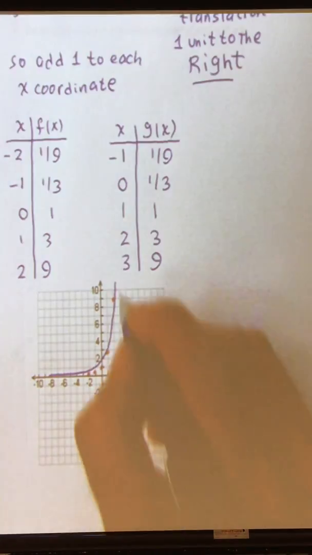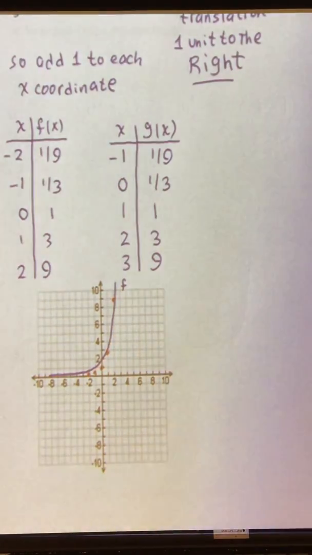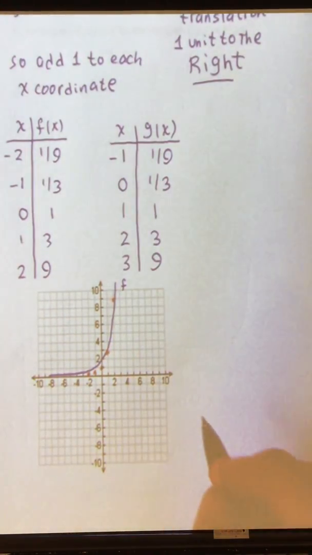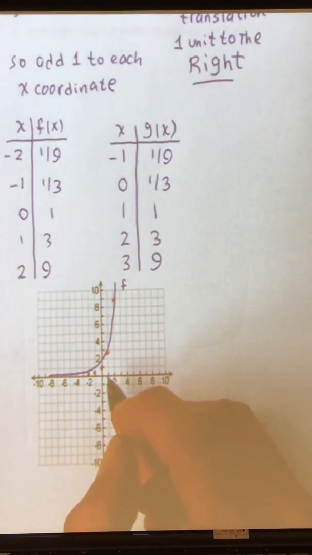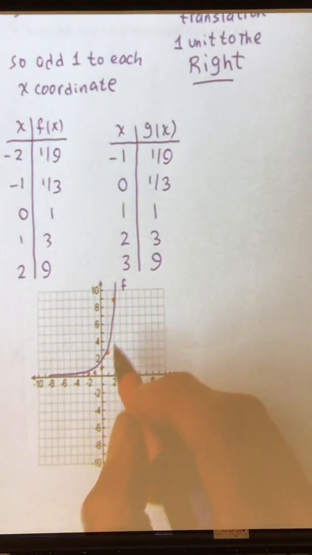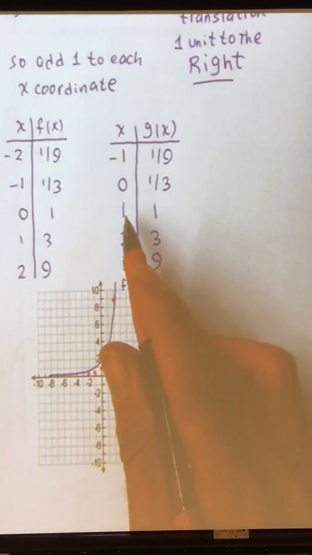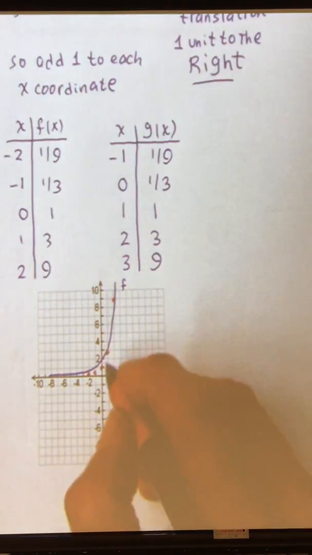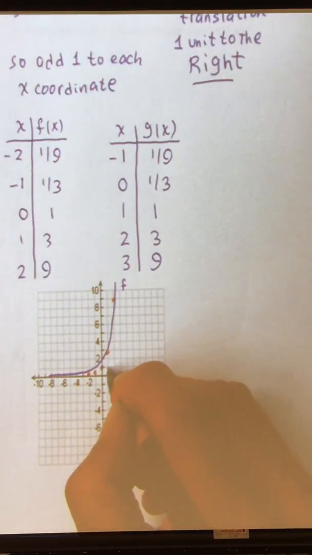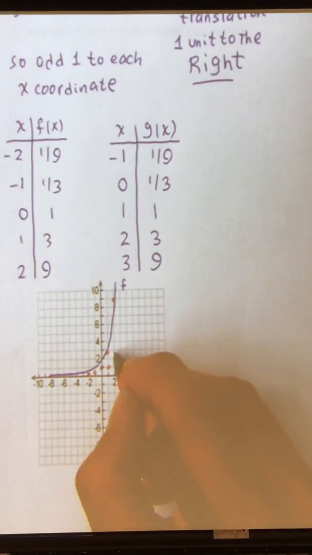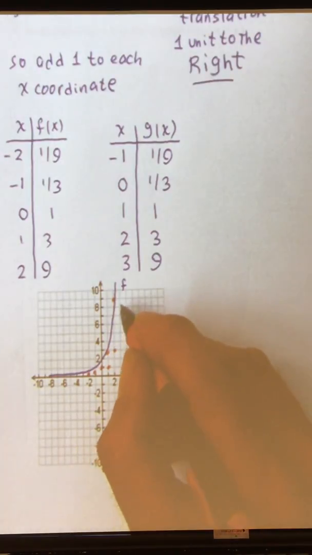So that is f of x there. Plot the points for g of x. -1 gives us -1/9. Easier to move from the positive values here. 1 gives 1 right in here. 2 gives 3 right here. And 3 gives 9 here.